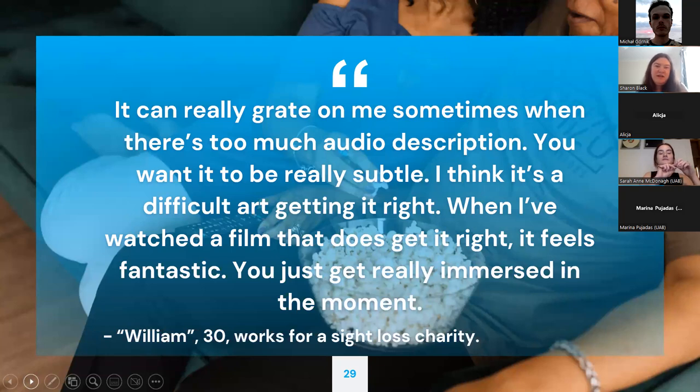William says, "It can really grate on me sometimes when there's too much audio description. You want it to be really subtle. I think it's a difficult art getting it right. When I've watched a film that does get it right, it feels fantastic. You just get really immersed in the moment."